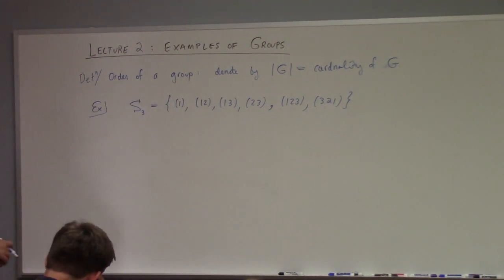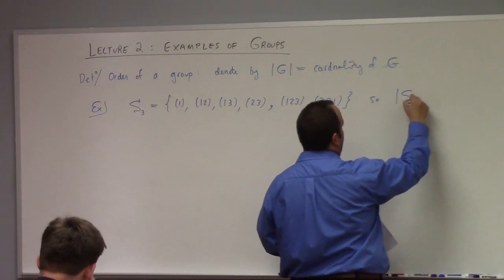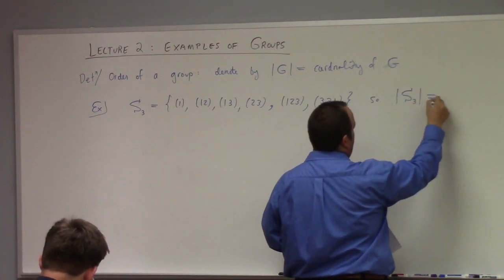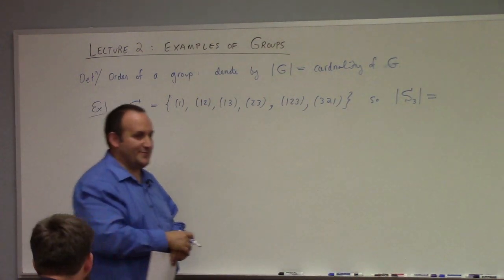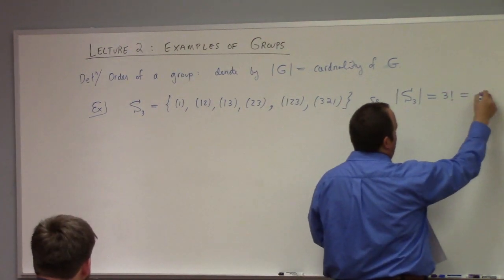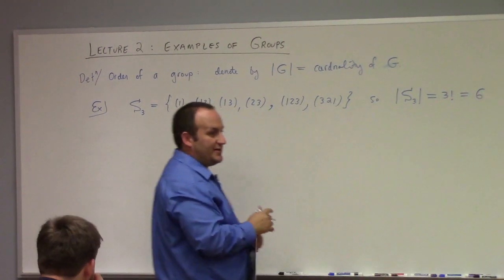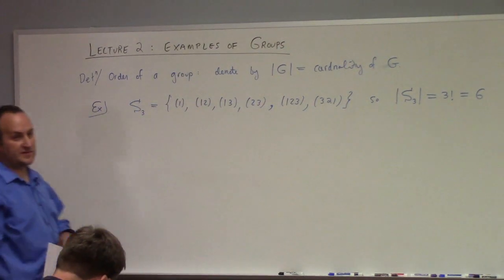What's the order of this group? You're like, it's 3. No, sorry, still a stupid joke. 3 factorial, which is, by the way, 6. But the 6 is just from counting, right? 1, 2, 3, 4, 5, 6. 6 elements, order 6.